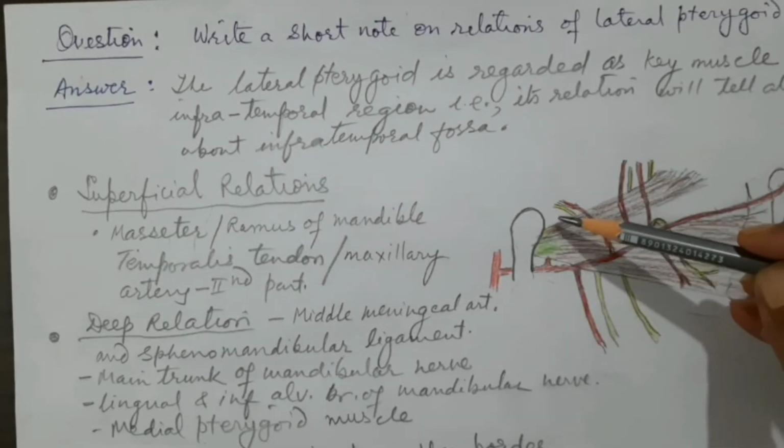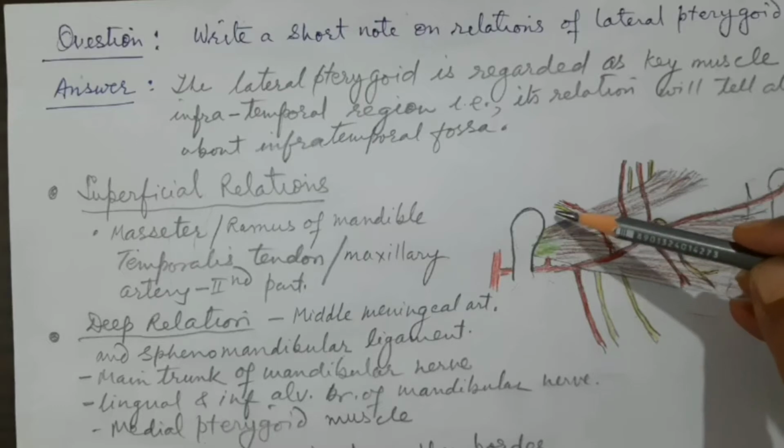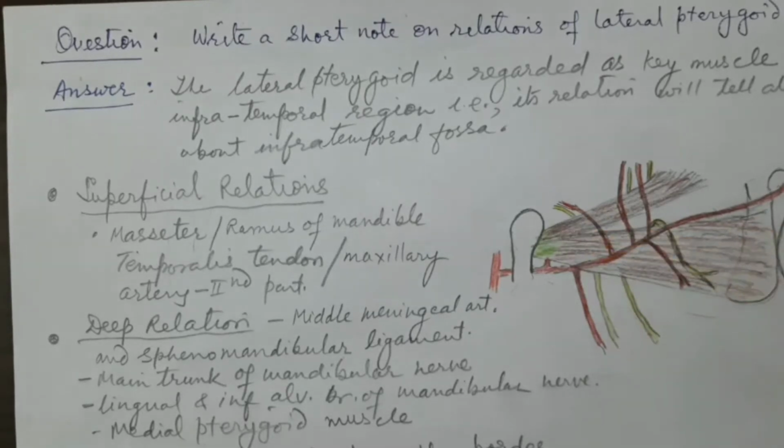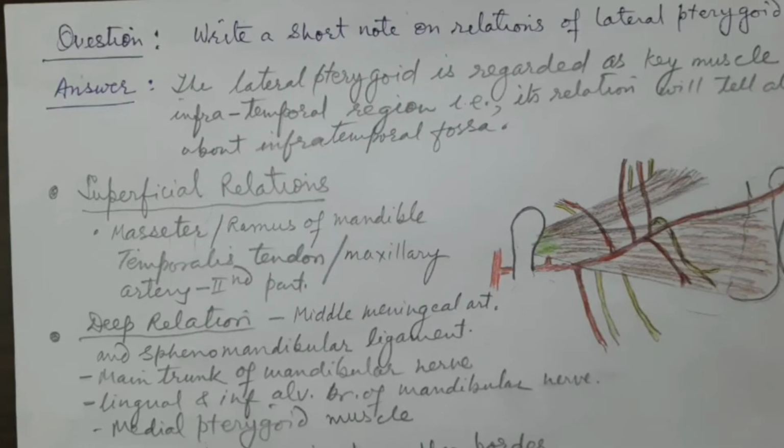The main trunk of the mandibular nerve, as soon as it comes out from the foramen ovale, will lie deep to this lateral pterygoid muscle. Then it will divide into anterior and posterior divisions, and from the posterior division will come out the lingual and inferior alveolar nerves.